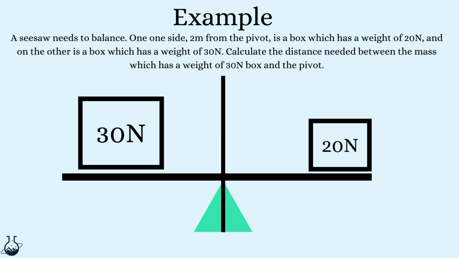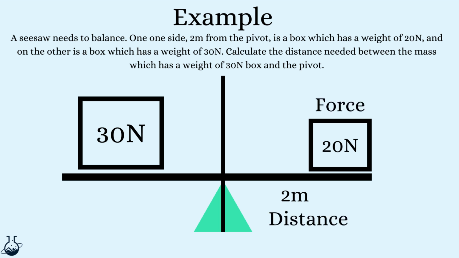So to make this more simple, I'm going to divide my seesaw into 2 parts and then start to label the diagram with what I already know and have been given from the question. I will read the question again and fill it in as I go. A seesaw needs to balance. On one side, 2 meters from the pivot is a box which has a weight of 20 newtons.